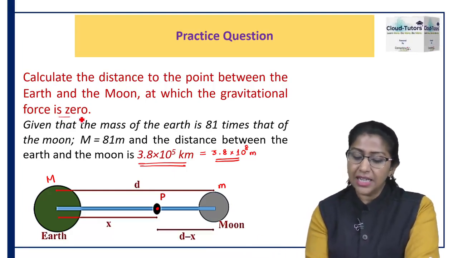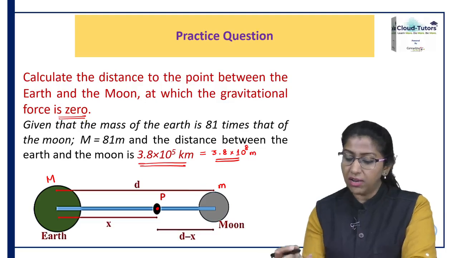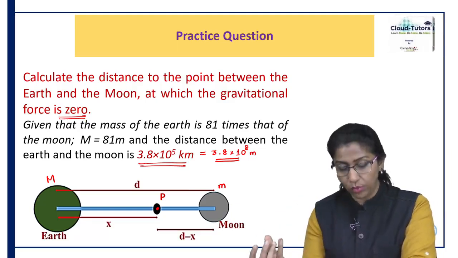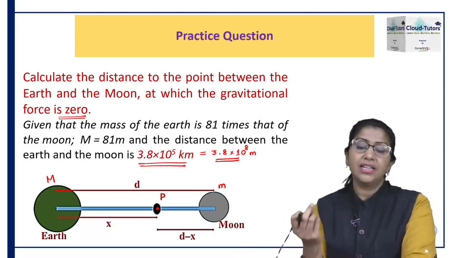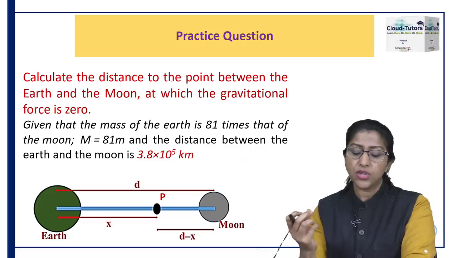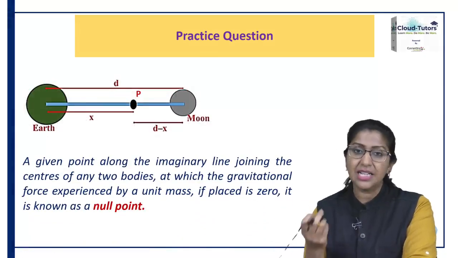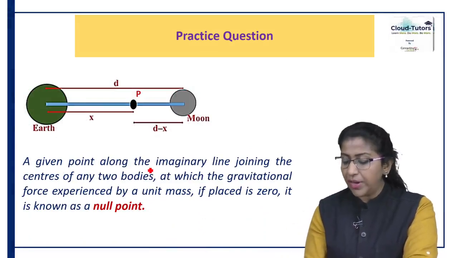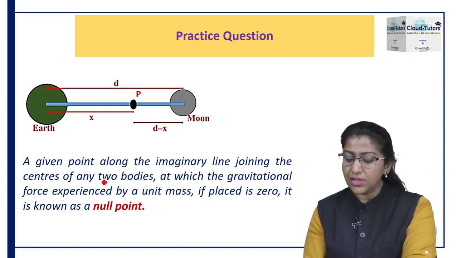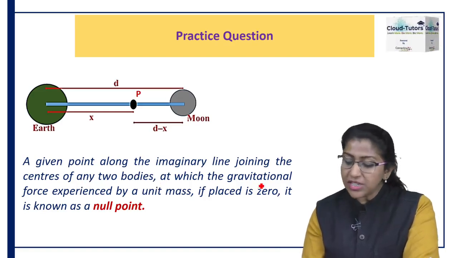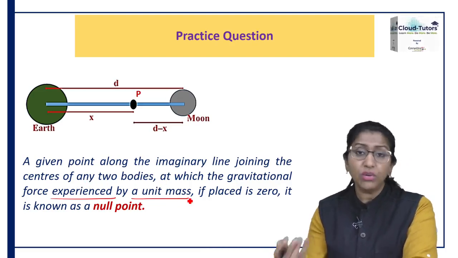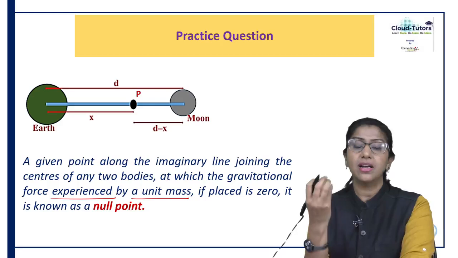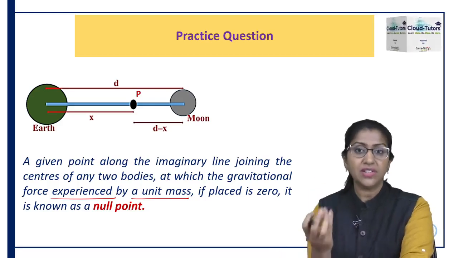So what are they asking? They are asking us to calculate at what distance from the Earth or the Moon is that point where the gravitational force is 0. Usually this point is defined as a null point. How do we define a null point between two masses? A given point along the imaginary line joining the centers of any two bodies at which the gravitational force experienced by a unit mass is zero. Imagine if we place a 1 kilogram mass at this point, it should not experience any kind of gravitational force of attraction.